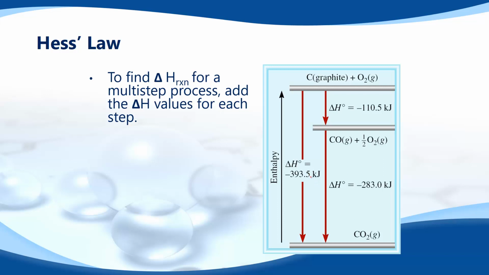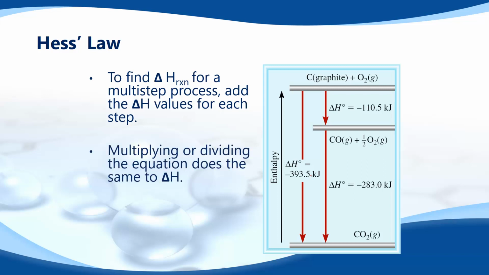Enthalpy is an extensive value, so that means that it multiplies and divides as you need it to. So if you multiply an equation by a factor, you do the same to the enthalpy value. So if I double an equation, I double delta H. Also, if you reverse the direction of a reaction, you change the sign, so plus becomes minus and so on.